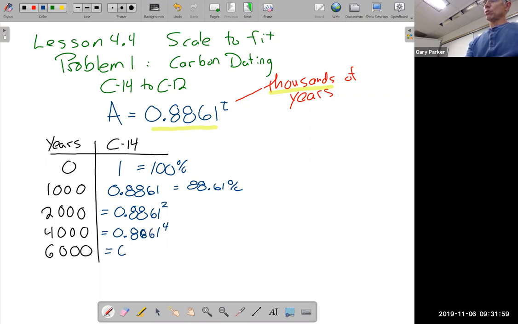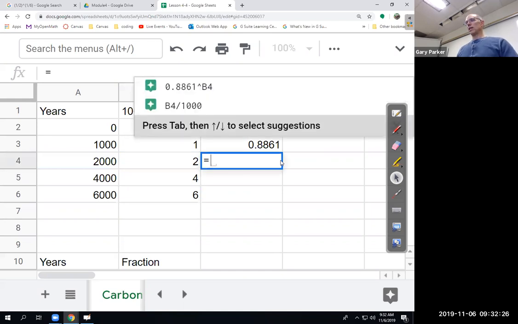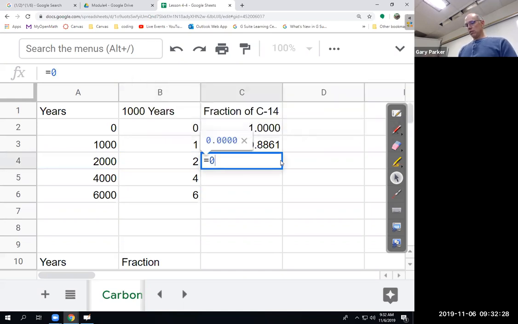So I'm going to whip out a calculator to help calculate some of these values and see what's happening to the sixth power. A spreadsheet would be a good tool for this. So I'm keeping track of thousands of years here, and T is thousands of years, so 1,000 would be a 1 for T, and 2,000 would be a 2 for T, and so on. So over here, I can calculate the amount by saying base amount, 0.8861, raised to the power, how many groups of 1,000? So 2,000 would be 2 groups of 1,000.